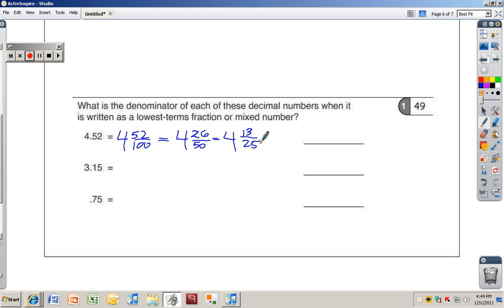And it says, what is the denominator of each of these decimal numbers when it is written as a lowest term fraction or mixed number. So what's the denominator of this one? 25. 25 goes right here.